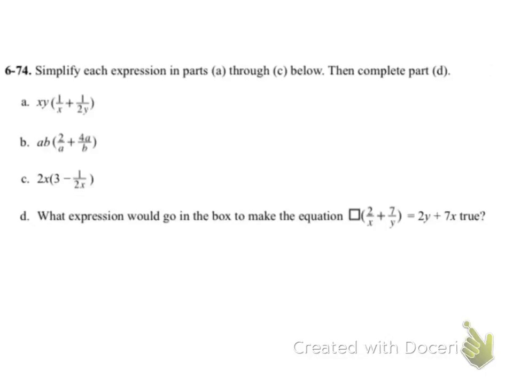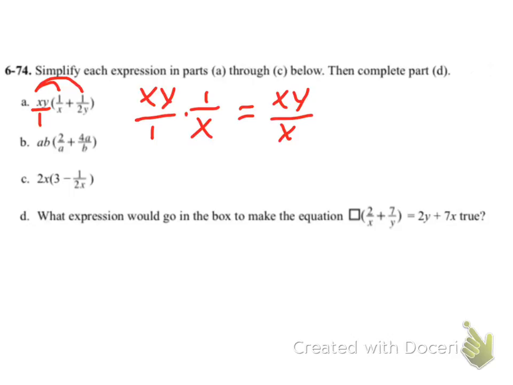So to solve problem 74, we're going to use the distributive property. On problem A, xy is being multiplied to that set of parentheses. We can think of xy as being over 1 if you want to think of it as a fraction. And then I'm just multiplying and distributing here. So I would have xy over 1 times 1 over x. So I can multiply straight across, and I would get xy over x.